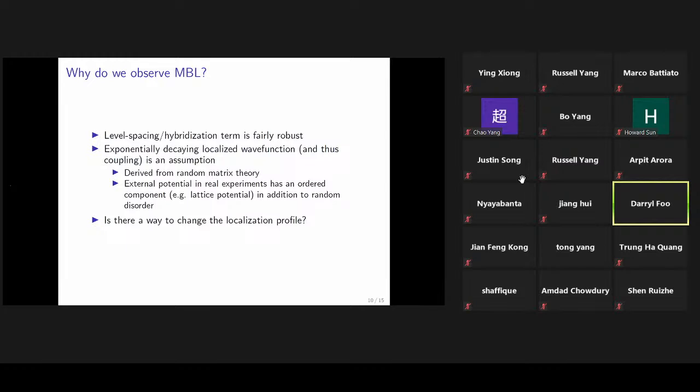So these exponentially decaying localized wave functions are derived from random matrix theory, but random matrix theory itself has its own set of assumptions. Particularly, they assume that the external potential your particles are in is purely random. And that's never the case in experiments. You always have an external applied potential. For example, in optical experiments, you set up an optical lattice and then apply speckle disorder on top of the optical lattice potential. So might it be that including this external potential may change the results in some way? Might it change the localization profile?